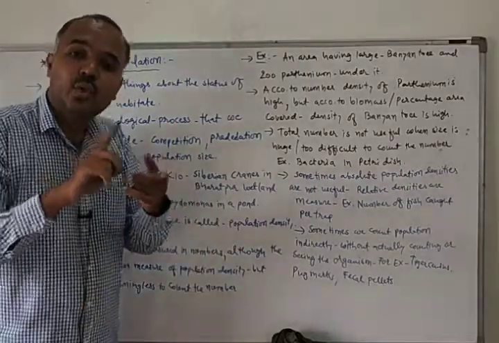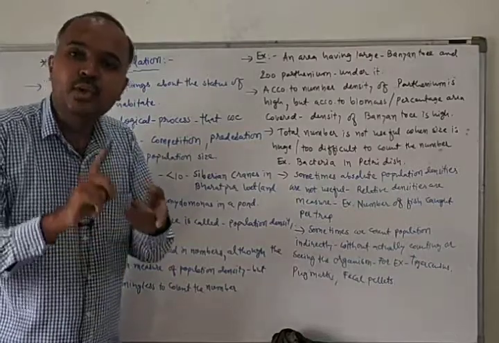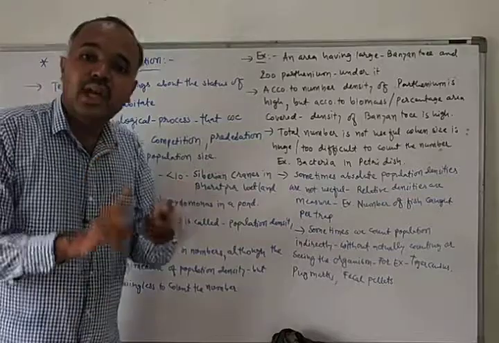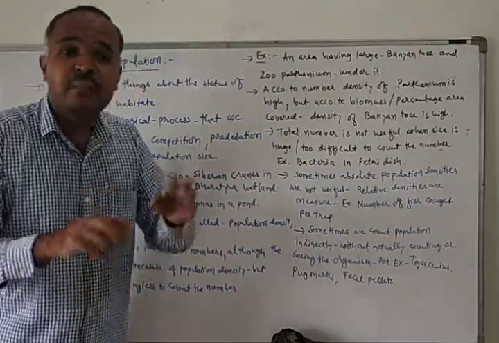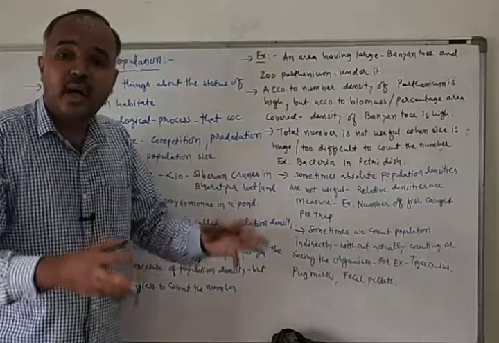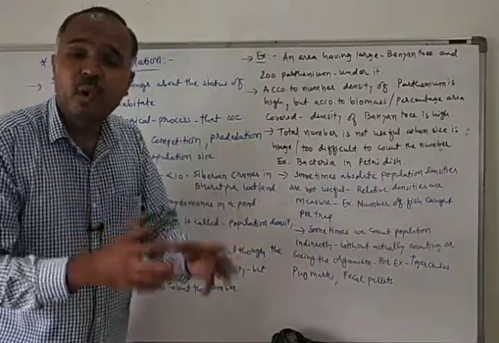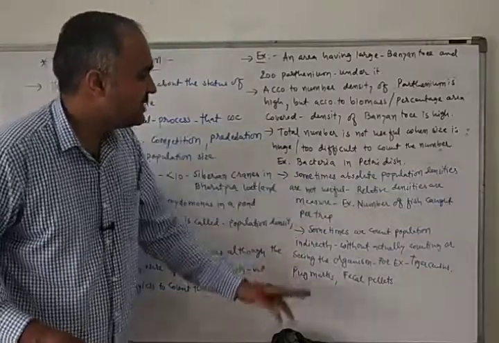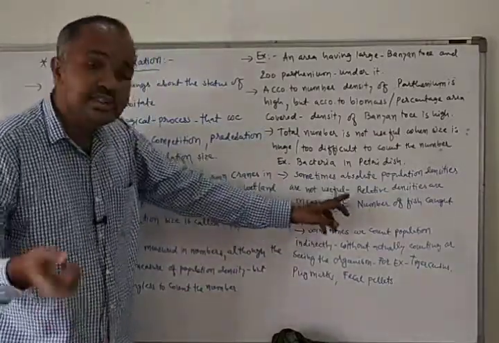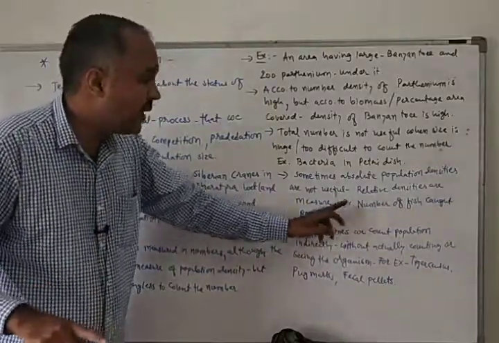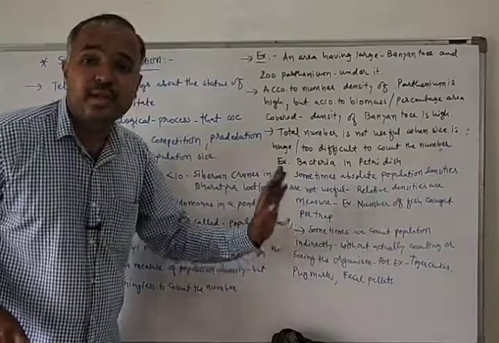Okay, so to count the number of the fish, we do not count the absolute density of fish. Instead of that, we count the relative density of fish by throwing a trap in the pond and counting the number of the fish caught per trap. Okay, so sometimes absolute population densities are not useful. Instead of that, we will measure relative densities. For example, number of the fish caught per trap.